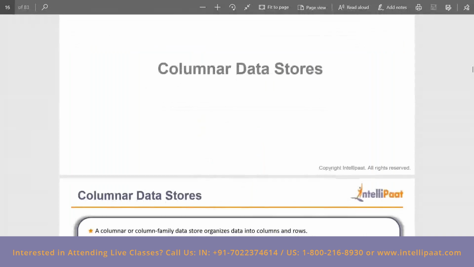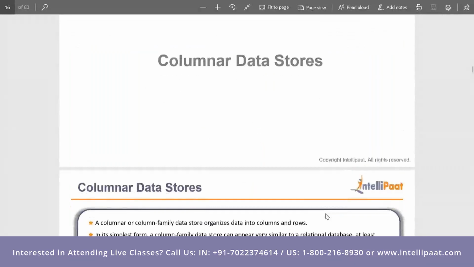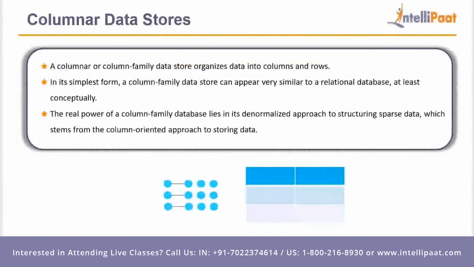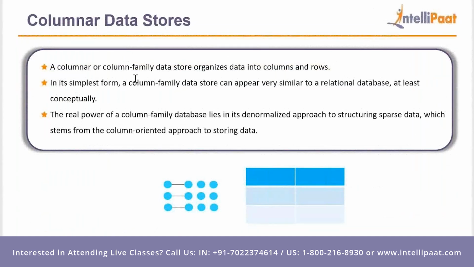So next come the columnar data stores. What happens here is that instead of document we have column as the granular level. A columnar or column family data store organizes data into columns and rows. So you see here, this will be clear.